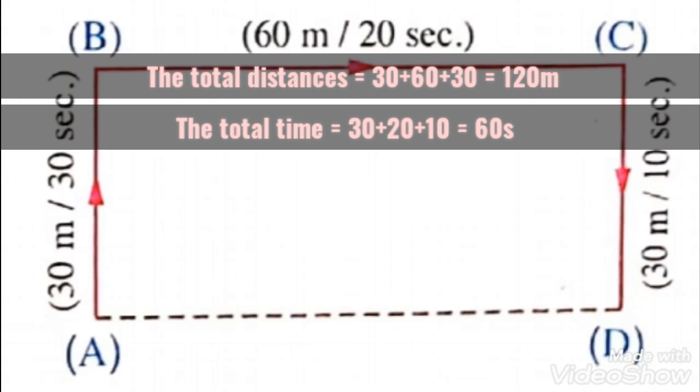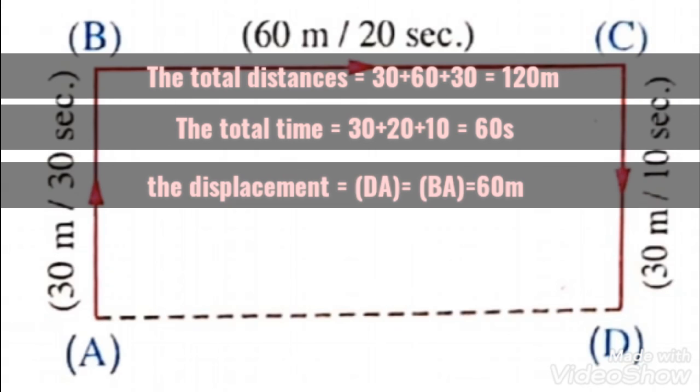Okay, the third thing asked about in this problem is the displacement. We mentioned before that the displacement in this case equals the length between D and A. So it's the shortest imaginary line between the starting point A and the ending point D. It equals the value of AD, which equals 60, equal to the parallel side BC.